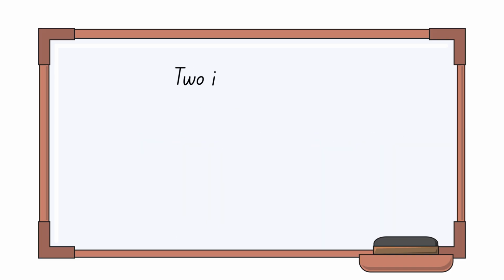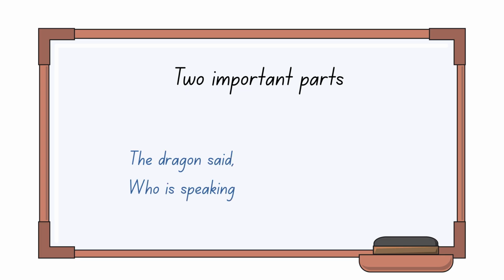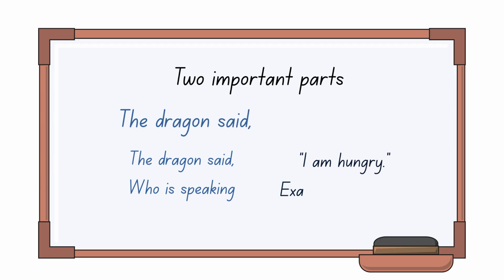Direct speech has two important parts. First, we have the reporting clause. This tells us who is speaking. Then we have the exact words spoken, which go inside the speech marks.